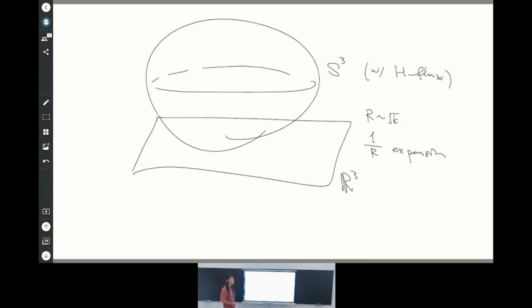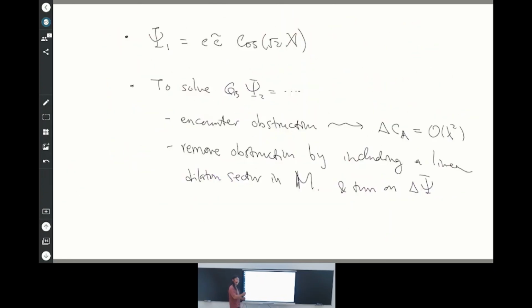You talked about some operator being marginal to all orders in lambda. I guess this corresponds to some kind of conformal manifold. Can you extend this to several couplings, to have a multi-dimensional manifold? First of all, in this particular example, it's not quite a conformal manifold. It's really like a fat point.